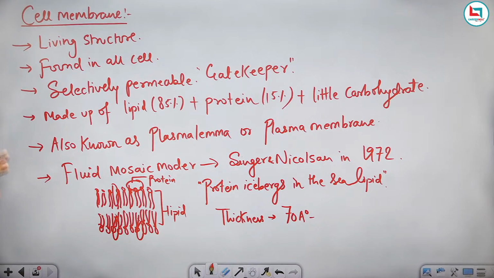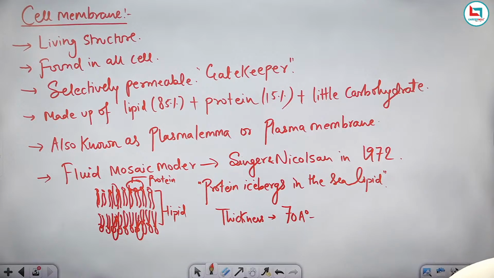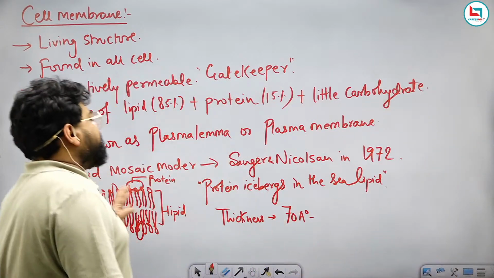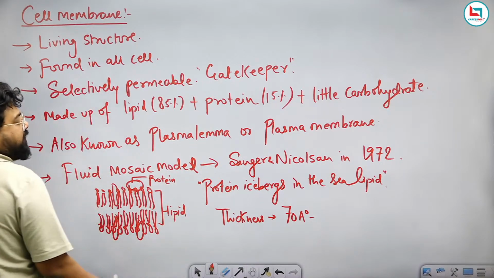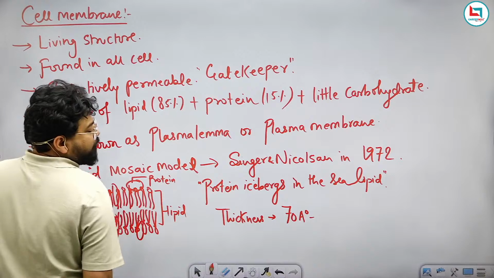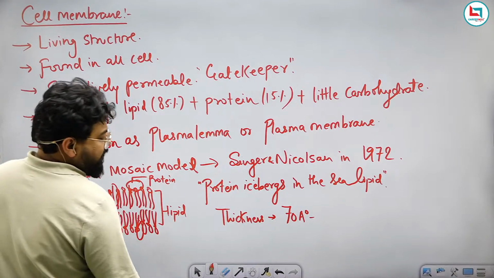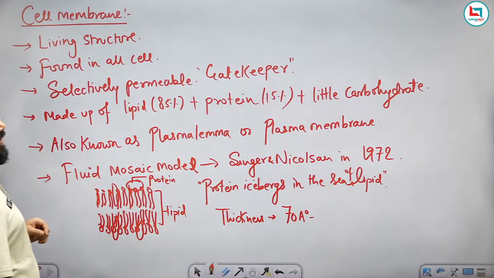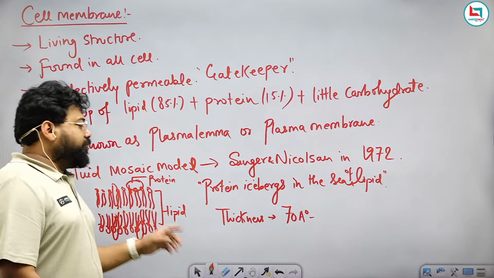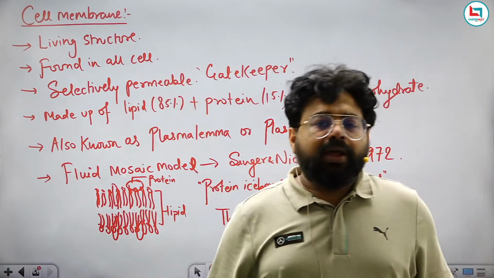Now to understand the structure of plasma membrane, many scientists like Overton, Gardner, Danielli and Davson proposed different models, but there is one widely accepted model, the fluid mosaic model, which says protein icebergs in the sea of lipid. This was given by Singer and Nicholson in 1972, and the thickness of plasma membrane is generally 70 angstrom, but it varies from 70 to 100 angstrom.